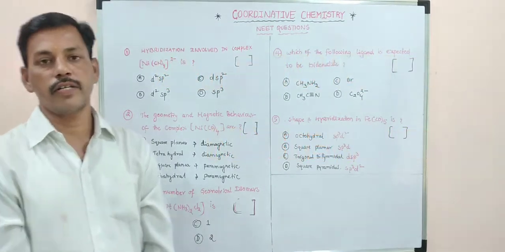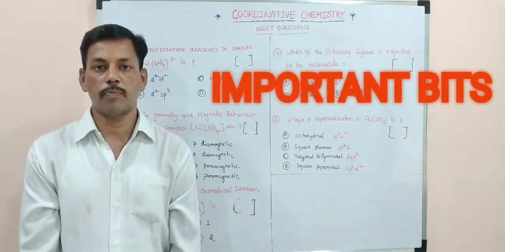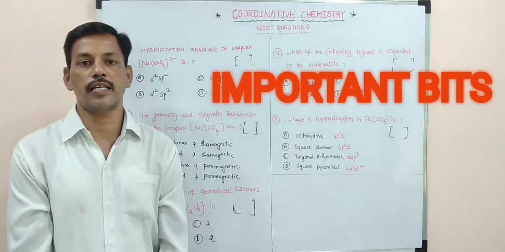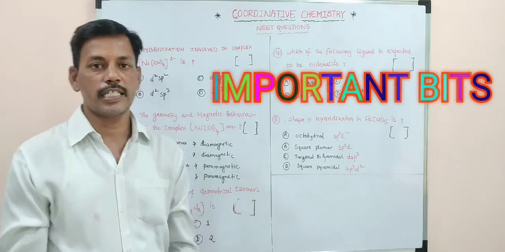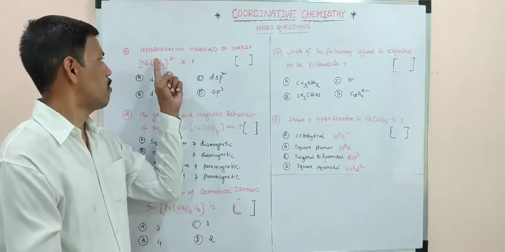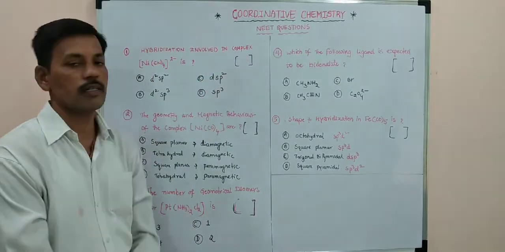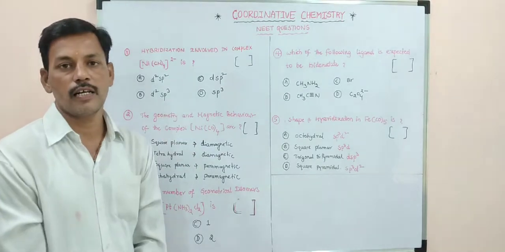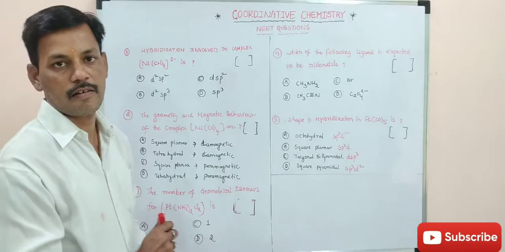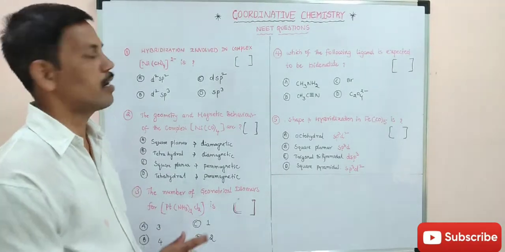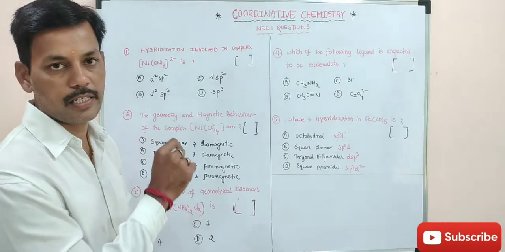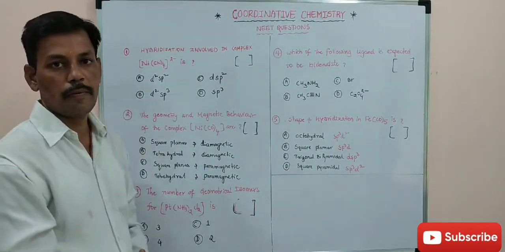So here in this video we come with some important bits which are very expected in NEET as well as in IIT Main examinations. So let's see, friends, what these bits are. In the first bit, the question is about hybridization involved in a complex. The complex given here is tetracyanonickelate(II) ion. They are asking the type of hybridization.